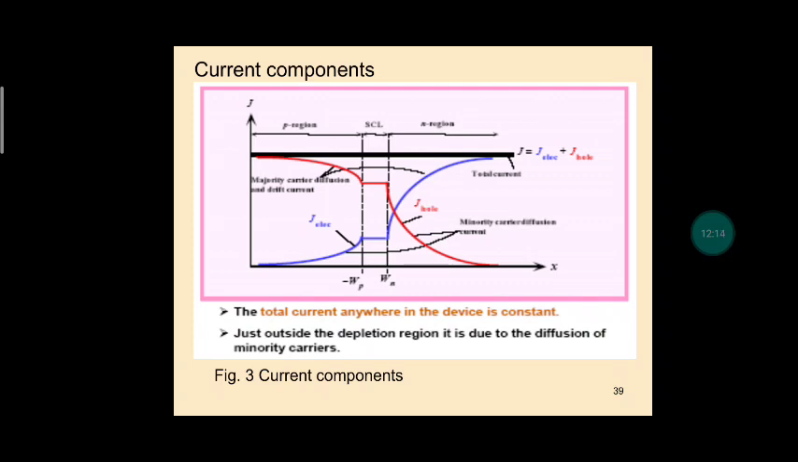So these are the current components present in the waveform. Here, in the P-type, electrons move towards the positive terminal, and in the N-type, holes move towards the negative terminal. In the center we have the space charge region. The first is the P region, in the center the space charge region, and next is the N region.